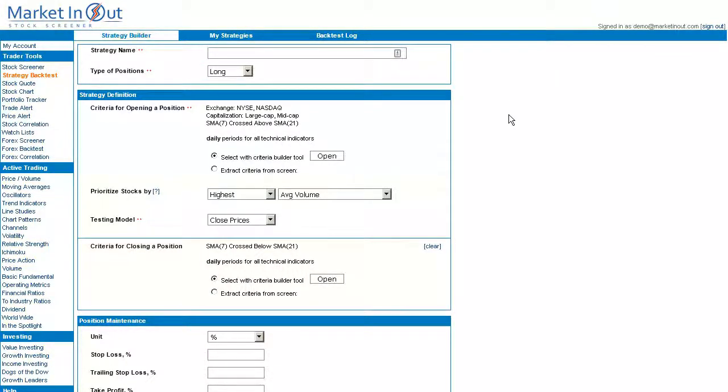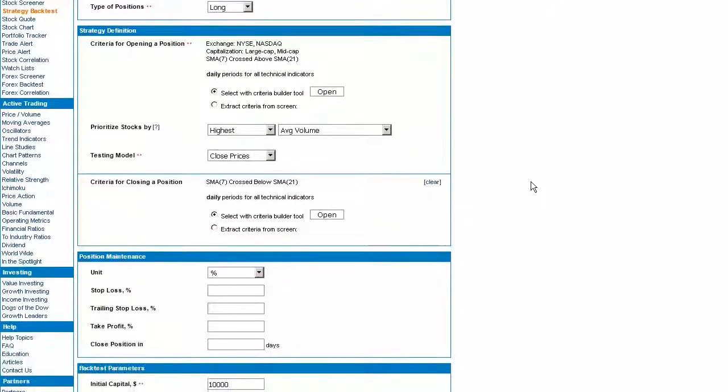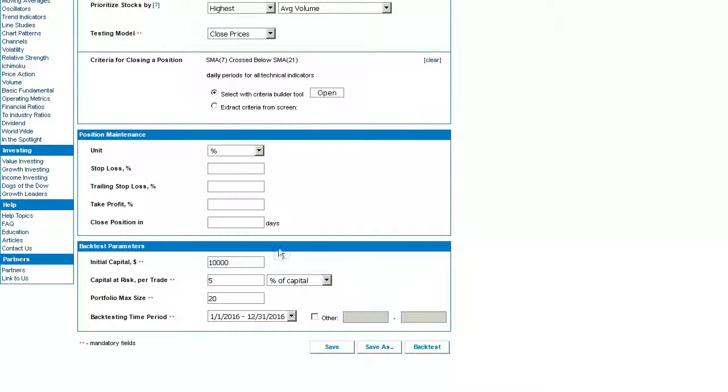Next, let's specify position maintenance parameters. In this section, I can specify stop loss, trailing stop loss, and take profit parameters. First, I will need to select a unit for the parameters in this section. It suggests two options, either % or ATR.